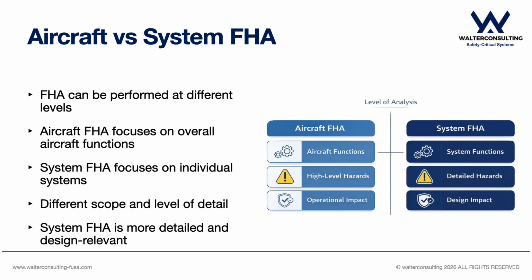There is an important distinction in functional hazard assessment. FHA can be performed at different levels. At aircraft level, the focus is on overall aircraft functions. This includes high-level hazards and their impact on operation. At system level, the analysis becomes more detailed. It focuses on individual systems and their specific functions. This leads to a deeper understanding of potential hazards. System-level FHA is especially important because it directly influences system design and safety requirements.